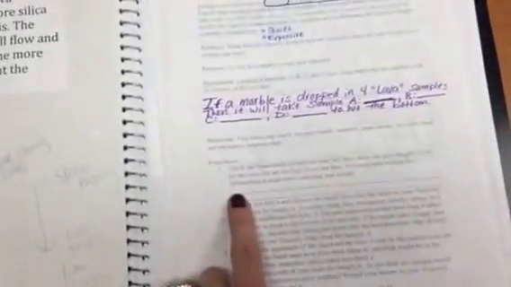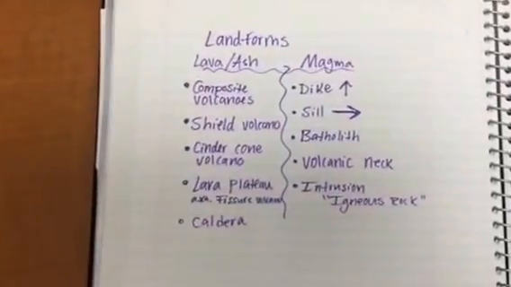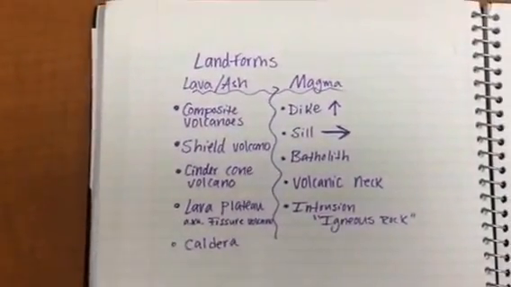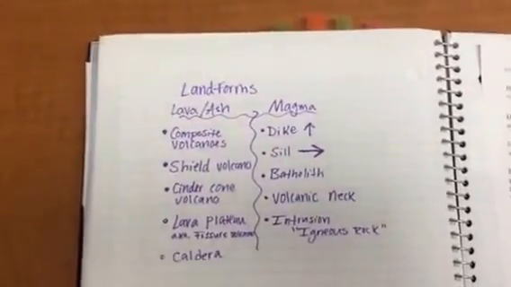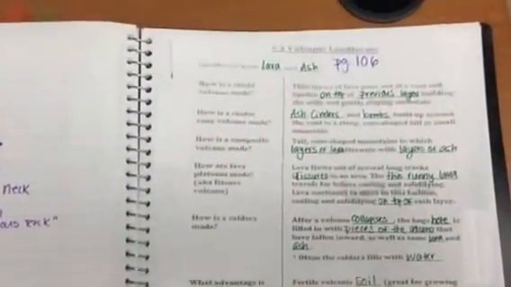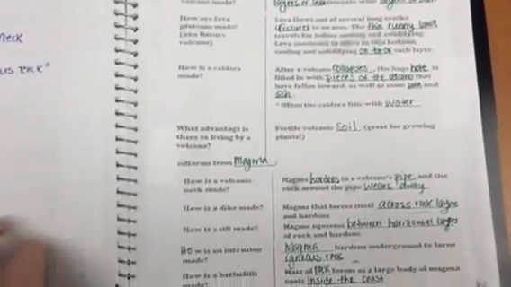Please take note that the procedure section here will be left blank. On page 105, and again we made this change, is the landform T-chart, where we wrote down what landforms are created by lava and ash and which ones are done by magma, which accompanies the 6-3 notes on page 106.